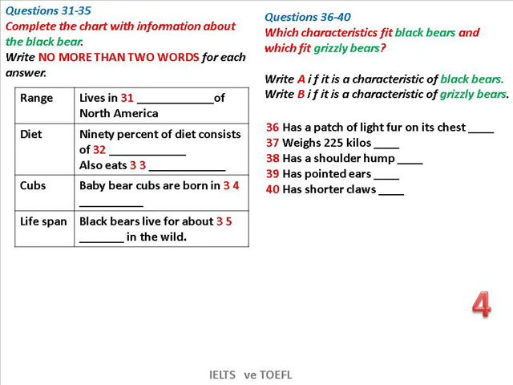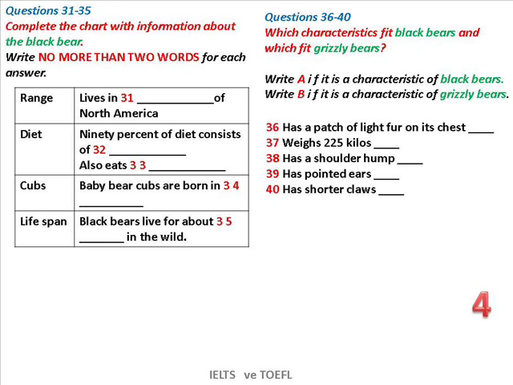Grizzly bears spend time digging in the ground for roots and tubers that make up part of their diet. The large muscles they need for this give them a distinct shoulder hump. This hump is absent in black bears, which don't do the same kind of digging. The shape of the face and ears is also different in each species of bear.